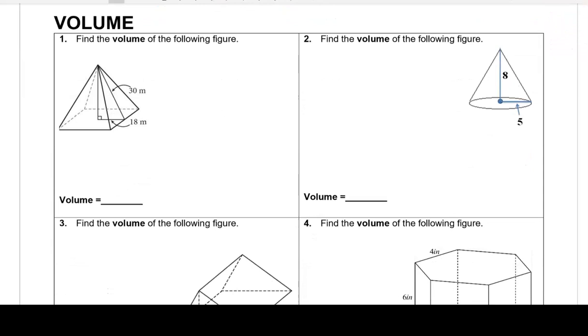Volume. All right, I like volume a lot better because I think it's just easier, and it's just all multiplication. No adding, no perimeter, no slant height. Well, I guess there is slant height, so sorry, but I feel like volume is just so straightforward. So let's get started. Volume. We have here a square pyramid.